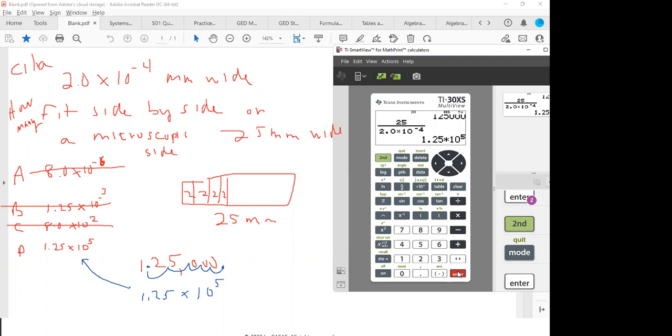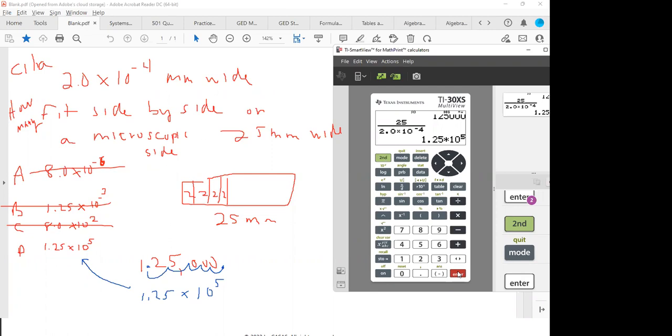So as a math teacher, I would rather you learn how to do scientific notation. But I also want you to practice using a calculator so you know how to do it. And then break these word problems down. You can't imagine what 2.0 times 10 to the negative 4 is.